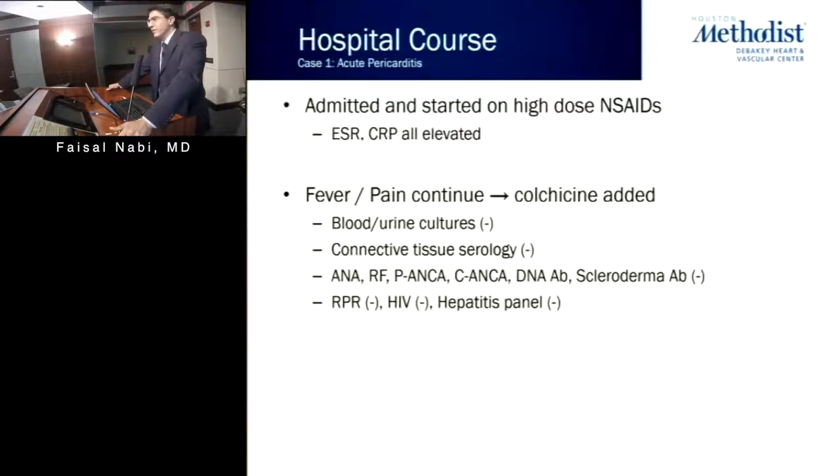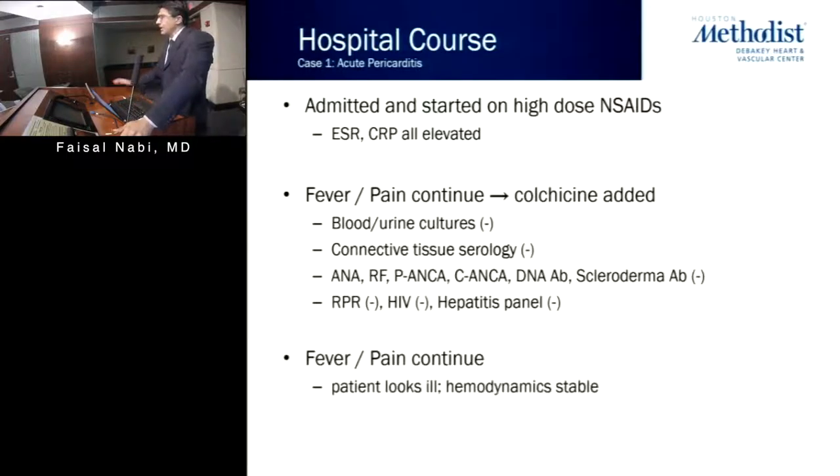Other routine cultures were taken to figure out why he may be having fevers, and connective tissue disease serologies were ordered, and actually all came back negative, looking for other causes for why this gentleman may have pericarditis. Unfortunately, as the days went on, despite dual therapy, there was really no improvement of his symptoms. His fevers and pains continued, and by this time the patient did look visibly ill, although his hemodynamics continued to remain stable.